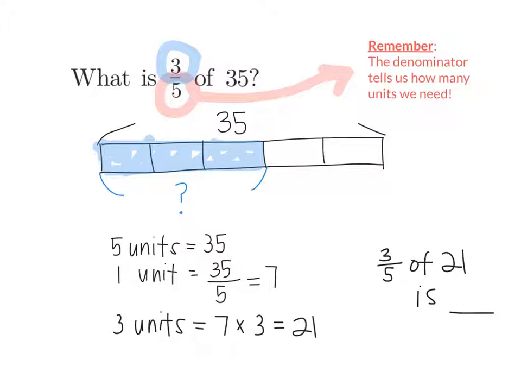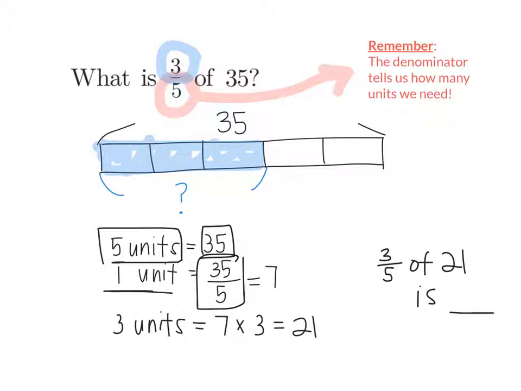Go ahead and set up your tape diagram. Then we can see that the entire tape diagram is divided into how many units? 5. 5 units, and it's 35, right? 5 units is 35. So how can I find out how much 1 unit is? Well, I have to divide 35 by 5 to find out how much 1 unit is. Do you guys agree? And do you guys see how I wrote 35 over 5? Is that the same thing as 35 divided by 5? Yeah.